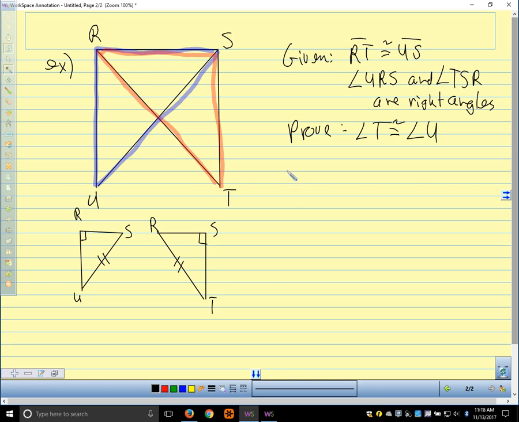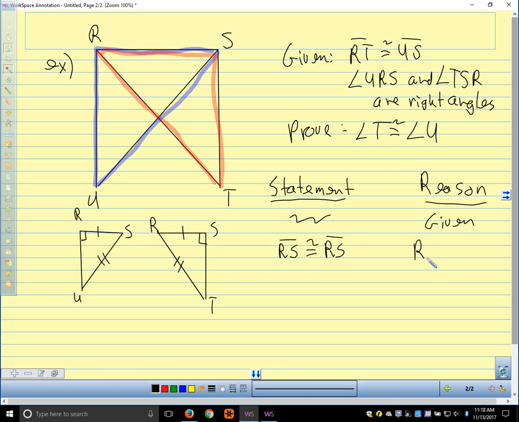So let's do that. I'm just going to write my proof here. I'm not going to rewrite the given information, so that's all given. We have that given. Is there a piece of something that those two triangles share? Yeah. Segment RS. They overlap here on segment RS. So I can say that segment RS is congruent to itself by the reflexive property.